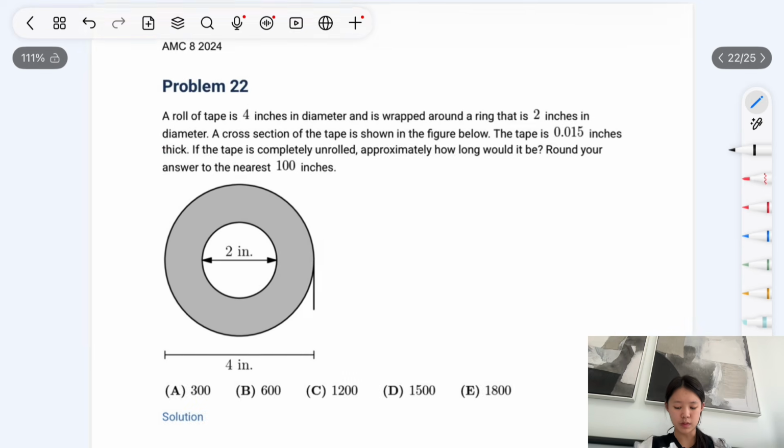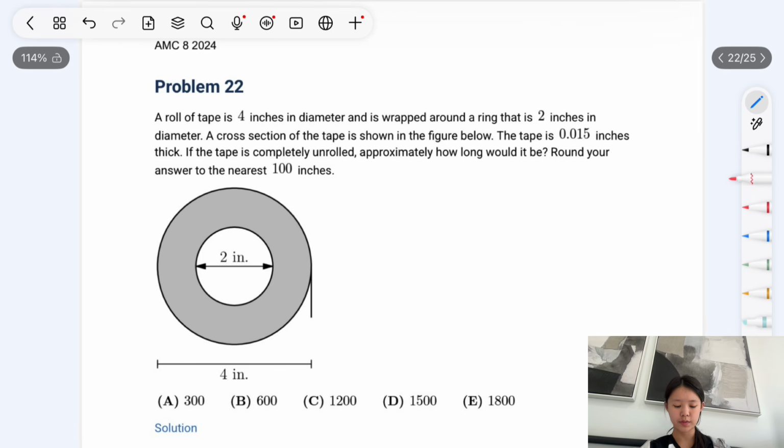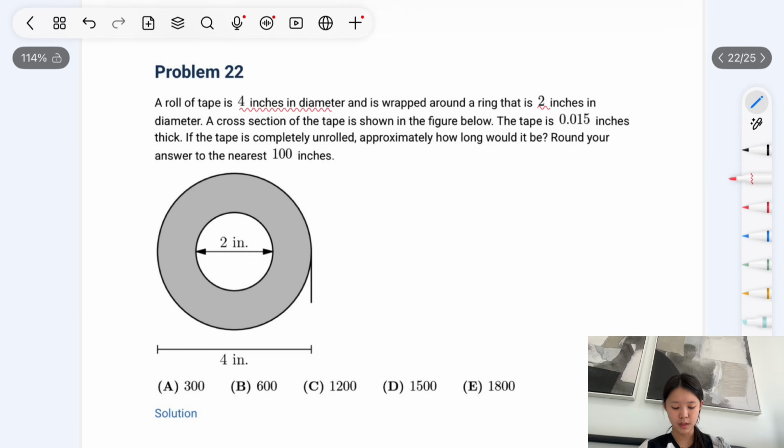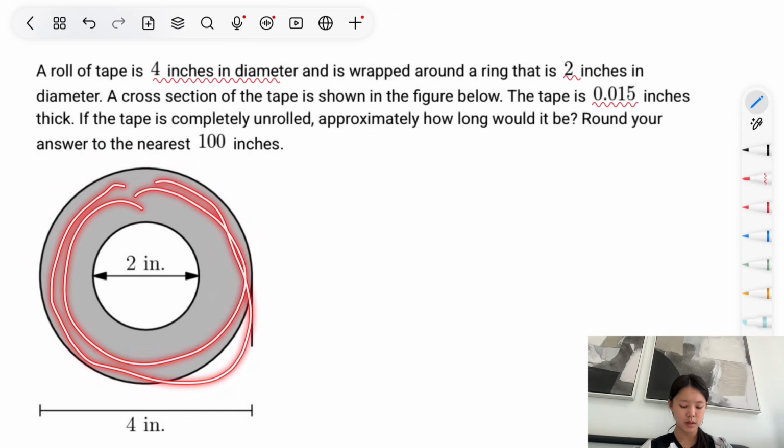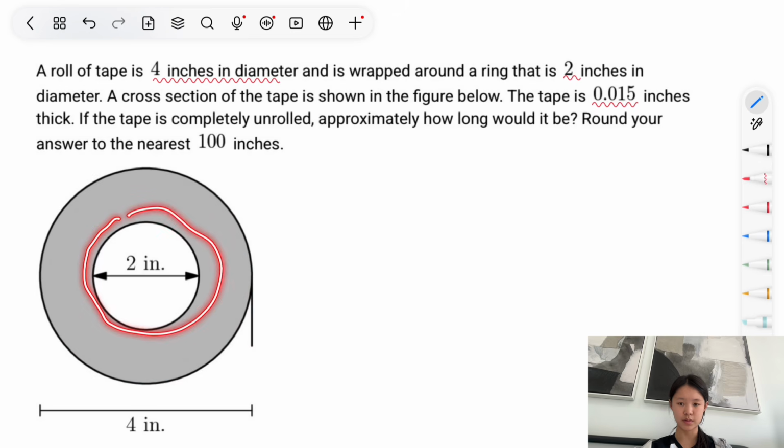Problem 22. A roll of tape is 4 inches in diameter and is wrapped around a ring that is 2 inches in diameter. A cross-section of the tape is shown in the figure below. The tape is 0.015 inches thick. If the tape is completely unrolled, approximately how long would it be? So notice here that as the tape is unrolled, the actual diameter of this tape gets smaller and smaller until eventually it would reach only about 2.